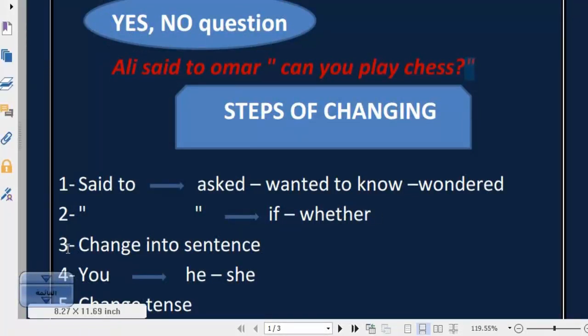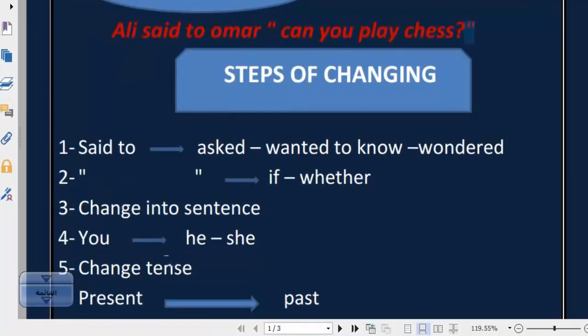Number 3, change into a sentence. What does it mean? That means we have to change the question to a sentence. If you look at this question, it says, can you? This is a question. If we want a sentence, it will be you can. And you will see what we can change now.